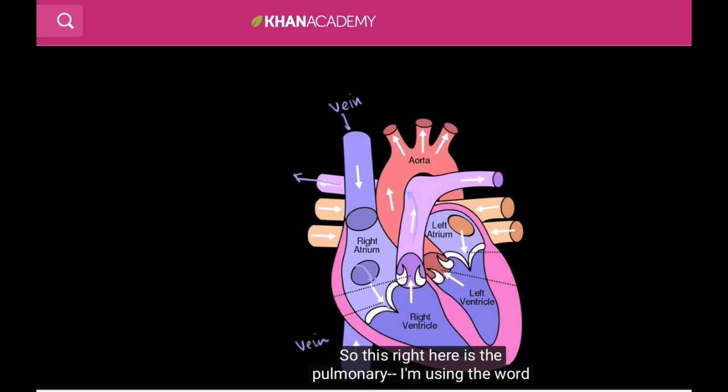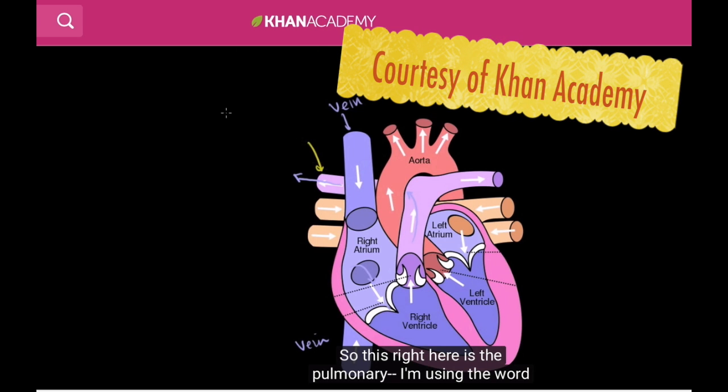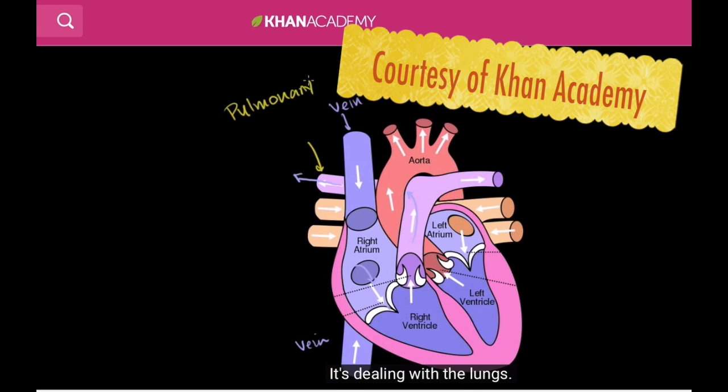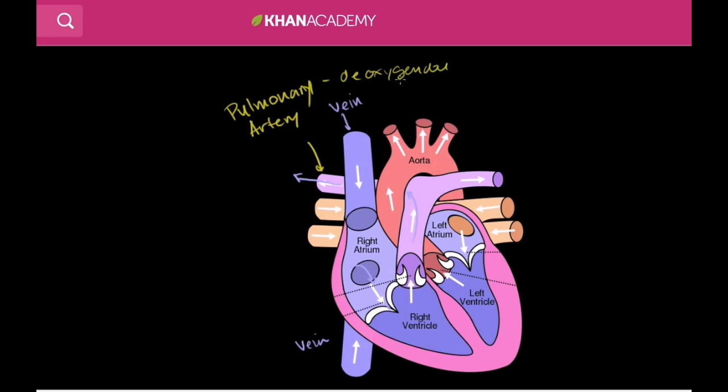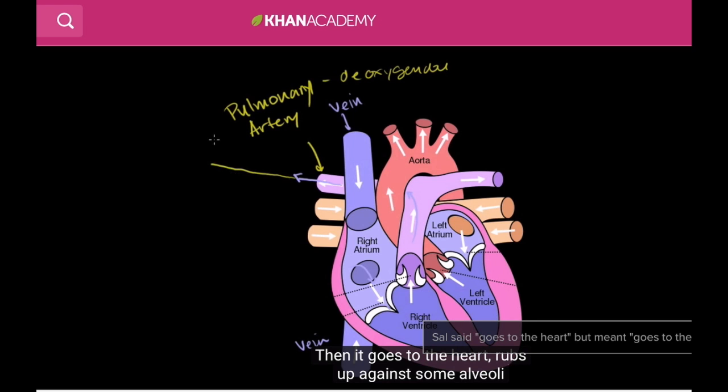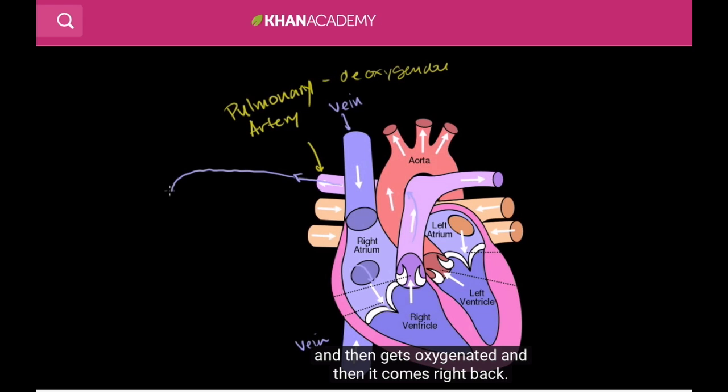So this right here is the pulmonary. I'm using the word pulmonary because it's going to or from the lungs, or it's dealing with the lungs, and it's going away from the heart. It's the pulmonary artery, and it's deoxygenated. Then it goes to the lungs, rubs up against some alveoli, and then gets oxygenated. And then it comes right back.